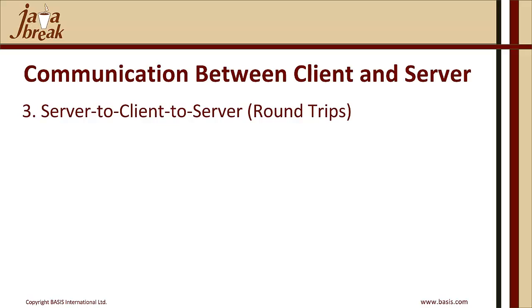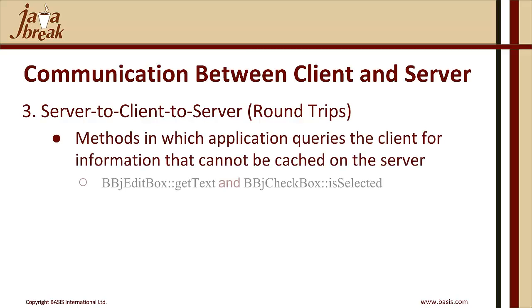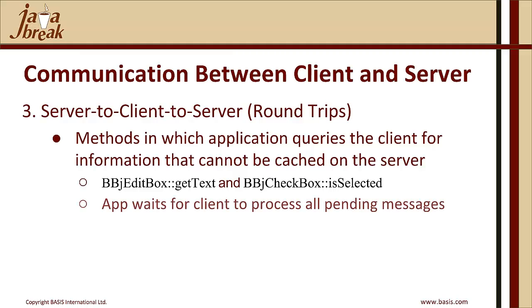The third category is server to client to server, and we'll talk about this in a little bit more detail. They would include methods in which the application queries the client for some dynamic information that cannot be cached on the server. These would include the BBJ edit box get text, and BBJ checkbox is selected. When a BBJ application executes a line, it comes to a complete standstill while the server sends that request to the client, then waits for the client to send back the response.